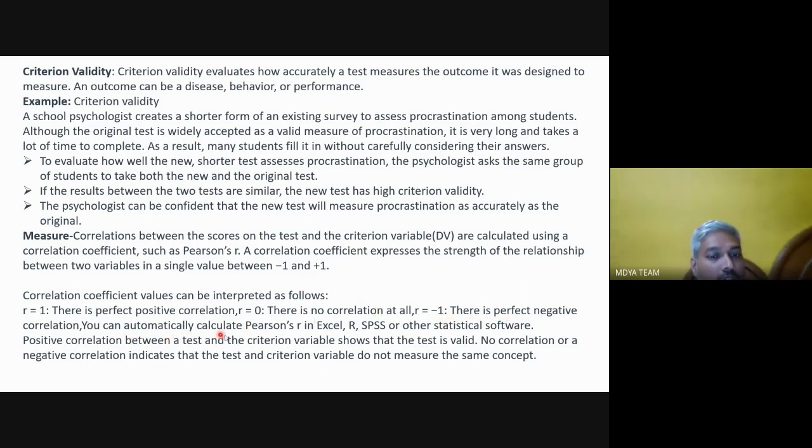So you can automatically calculate Pearson's R. Means Pearson's R can be calculated in Excel, and SPSS and R are the software for these statistical calculations. So a positive correlation between a test and the criterion variable, meaning the dependent variable, shows that the test is valid. No correlation or a negative correlation indicates that the test and the criterion variable do not measure the same concept. Is it clear?